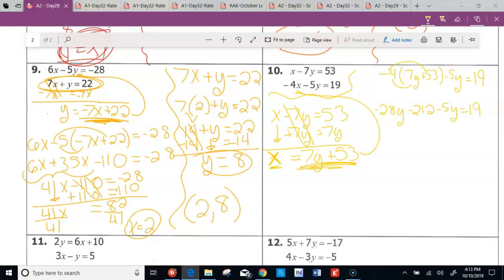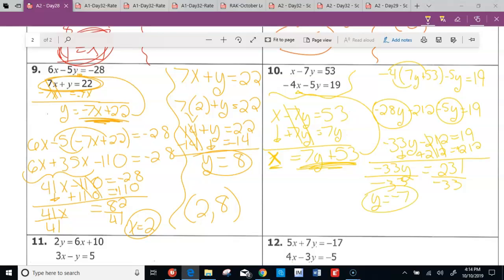I'm going to combine my like terms. I have negative 28y's minus 5 more y's, so it becomes more negative and gives me negative 33y's, minus 212 equals 19. I'll now add the 212 to both sides to get the y's by itself. When I do that, this negative 33y falls down. This cancels out. 19 plus 212 gives me 231. Then I'll do some quick division with my calculator. When I divide both sides by negative 33, I get y is equal to negative 7.